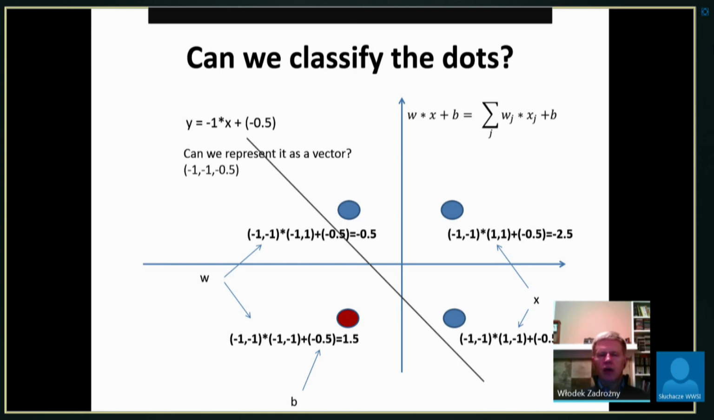So we can represent the line as a vector that we saw a moment ago, minus 1, minus 1, minus 0.5. Then we can perform the classification using this formula, where we take the inner product of the weight vector times the document vector and add the bias. This gives us the values, and the values of one class will be positive, the values of the other class will be negative. So this is the idea, right? It's a very simple method.